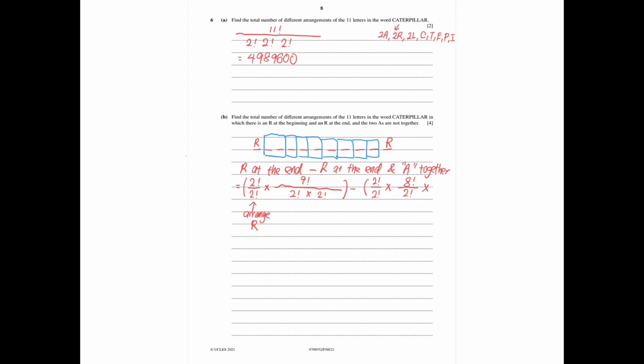So in order to arrange A, you have 2A, so that is 2 factorial, but they are similar, so we divide by 2 factorial. Okay, so let me label down. This calculation is for the arrangement of R, and then the back one is for the arrangement of A. Now let's simplify everything. By pressing the calculator, you will get 70560 as the final answer.